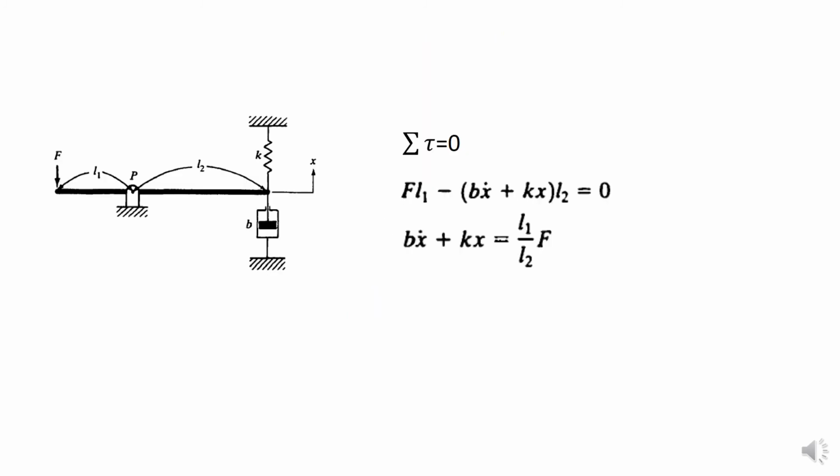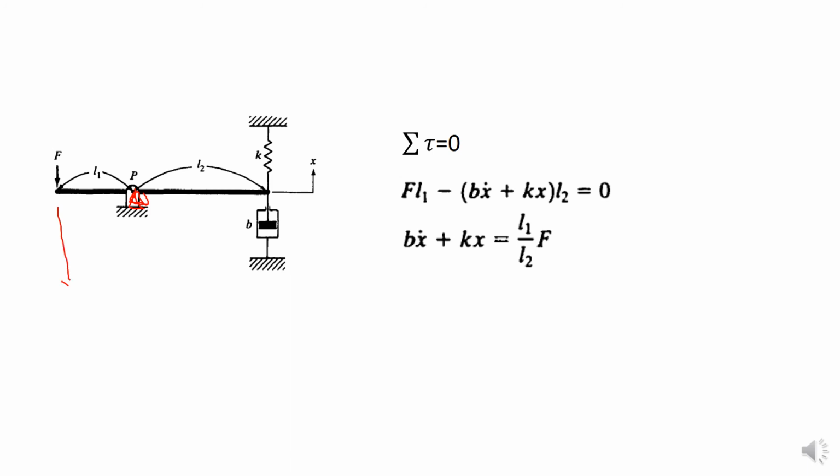Then we will try to see the example. This example will be if we have this kind of system. What will be our governing equation? If we treat P as our pivot point here, and we don't have mass term, we just have the summation of torque, tau, equal to 0. So it will be the F multiplied by L1.